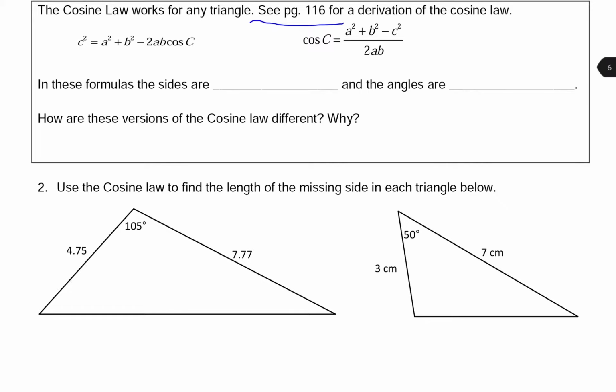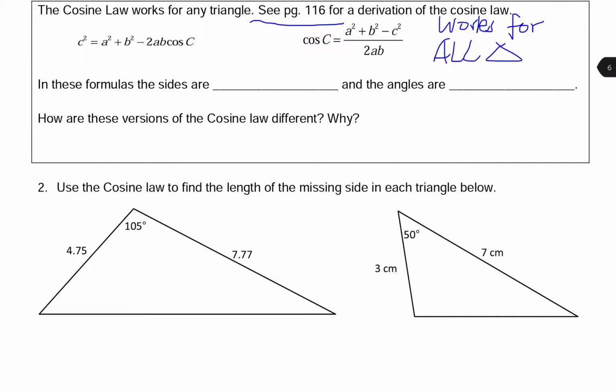Cosine law applies to all triangles and not just right angle triangles. In Math 10, we only worked with cosine, sine, and tangent with right angle triangles, and they only work with right angle triangles, but the cosine law works for all triangles.